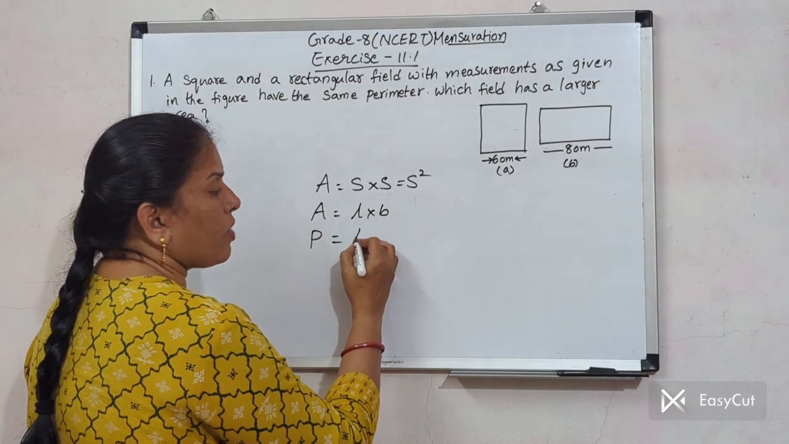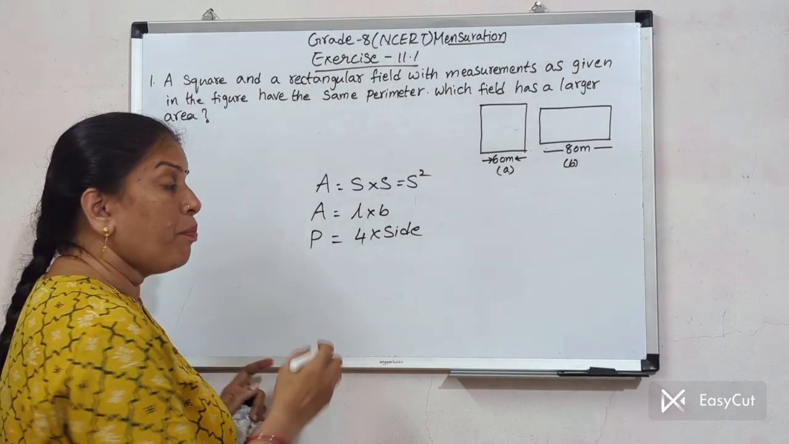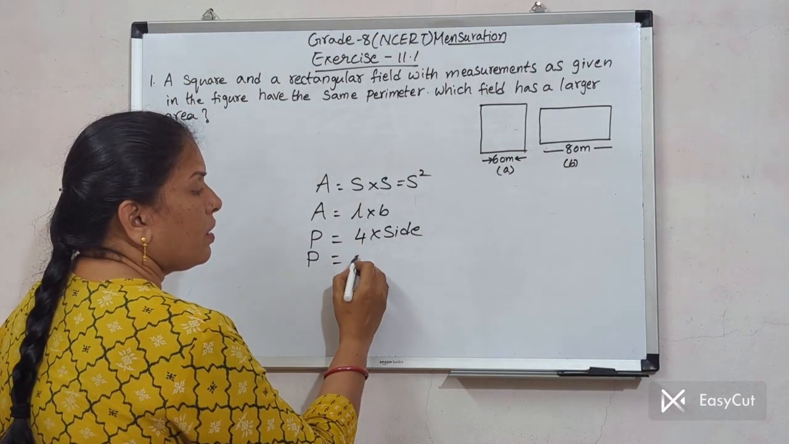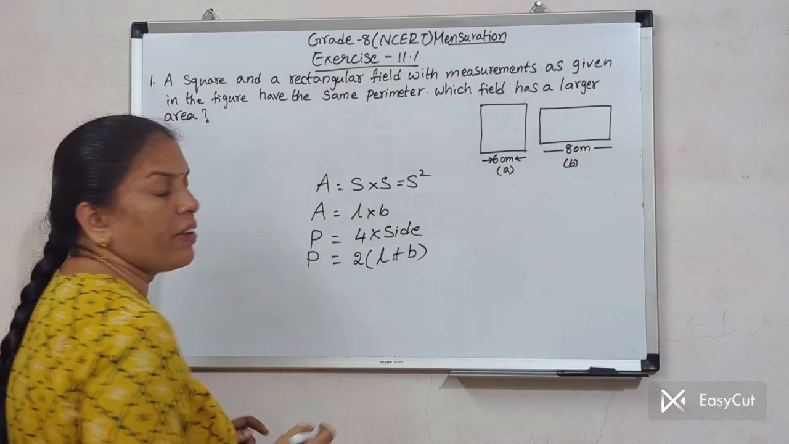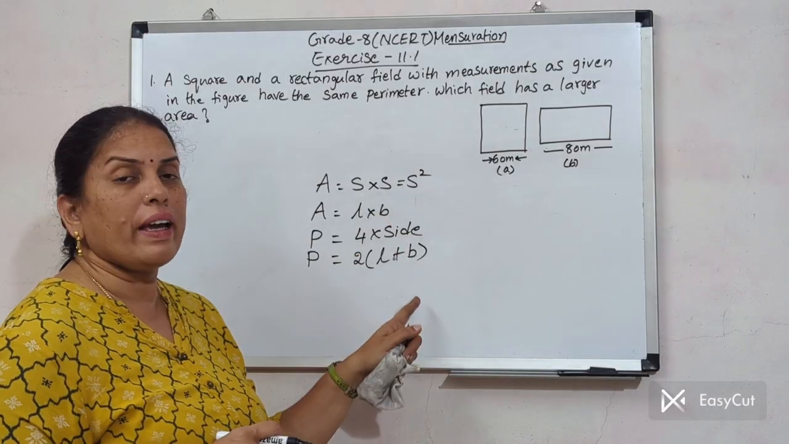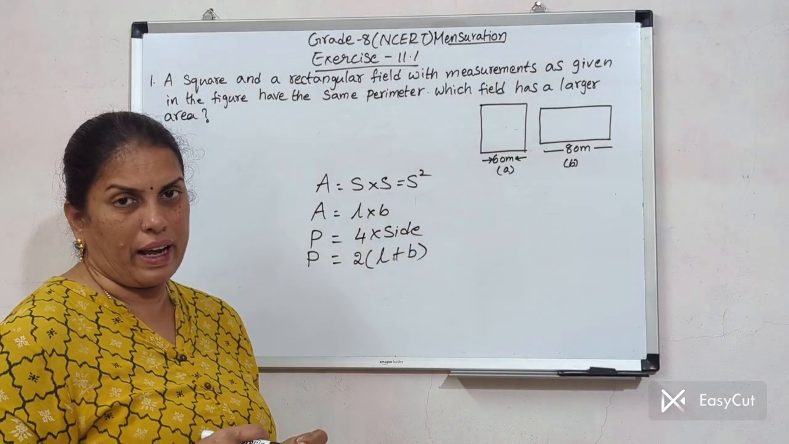Now we will learn about the perimeter of a square. Perimeter of a square is equal to 4 into side. Perimeter of a rectangle is equal to 2 into (L plus B). These are the area and perimeter of a square and a rectangle.